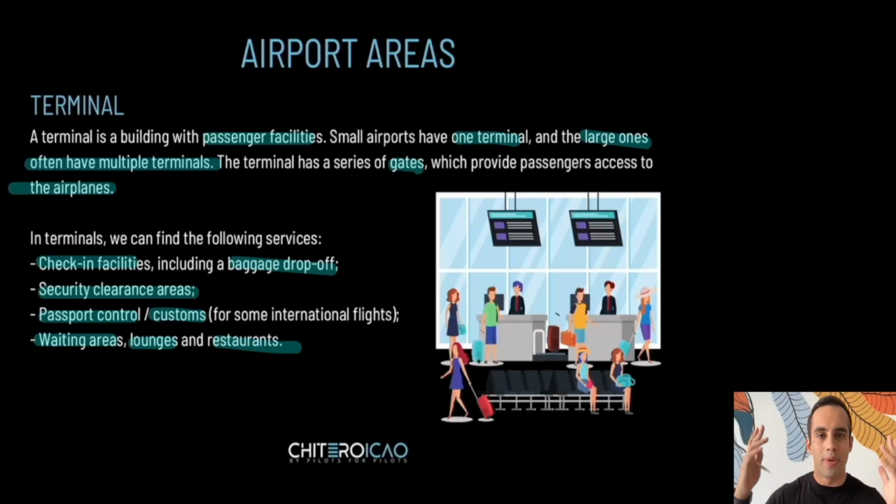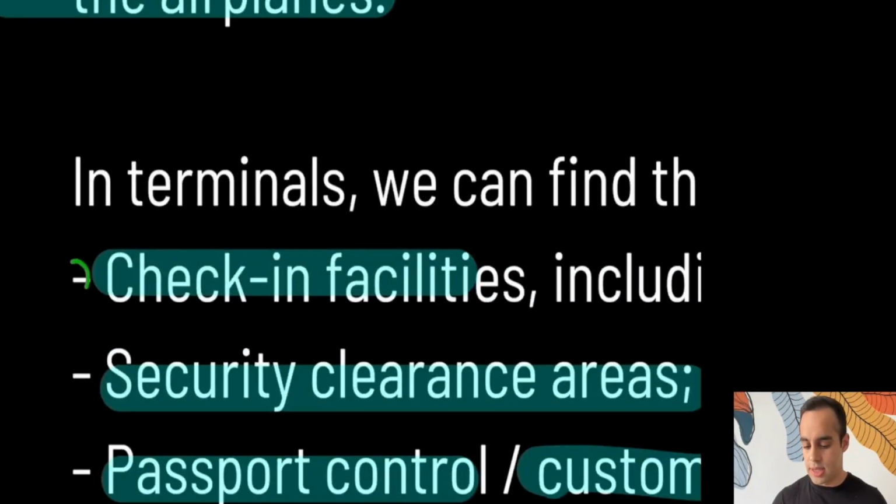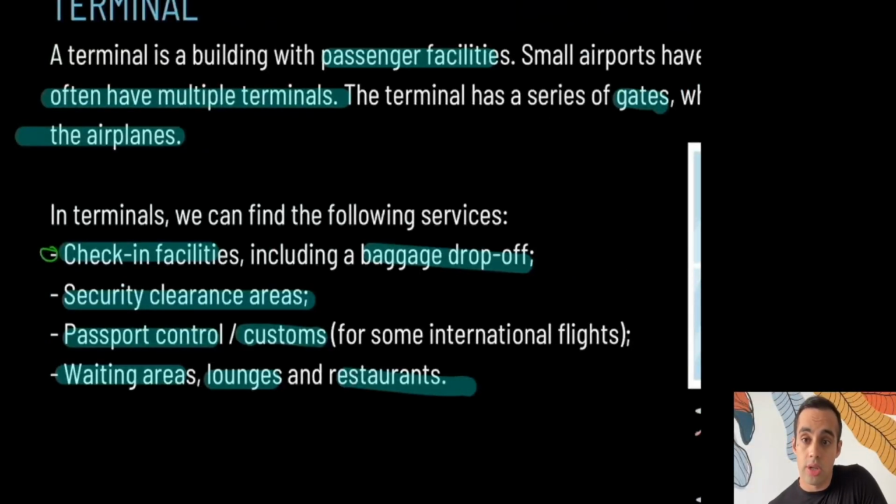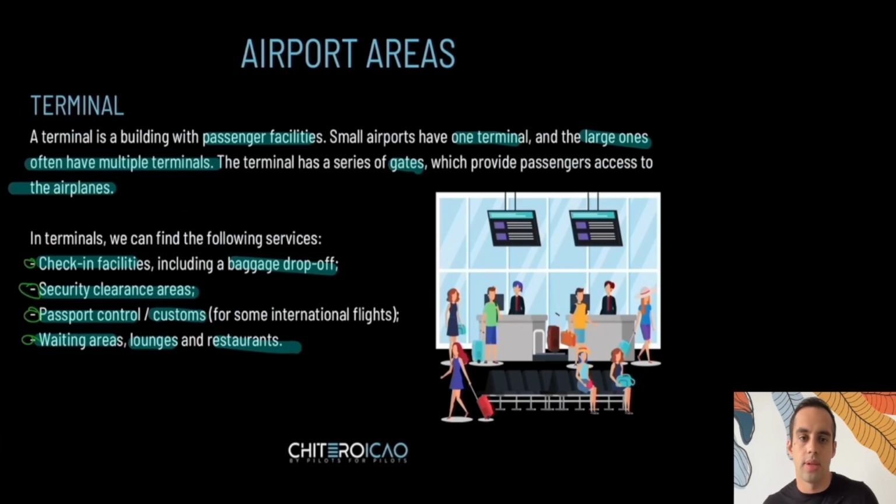What do you think about the airports in the future? Well, airports will be better, especially the terminal. I believe that the check-in facilities will receive great technology, which will reduce the bureaucracy and the waiting times. And also the security clearance areas are going to use facial recognition and artificial intelligence. And I also think that passport control and customs will be done automatically after passengers go through a gate, maybe. And also the waiting areas, lounges, and restaurants will continue to exist and just be improved.